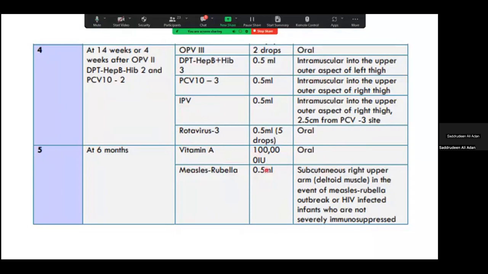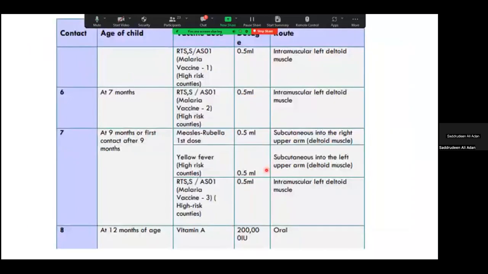So at 7 months, remember, it's still the malaria in high-risk counties. At 9 months, now we give the measles rubella first dose. Then we can give yellow fever in high-risk counties. Then you can also give the third dose of malaria in high-risk counties. At 12 months, we just give vitamin A, and it's now 200,000 units because the baby is growing.